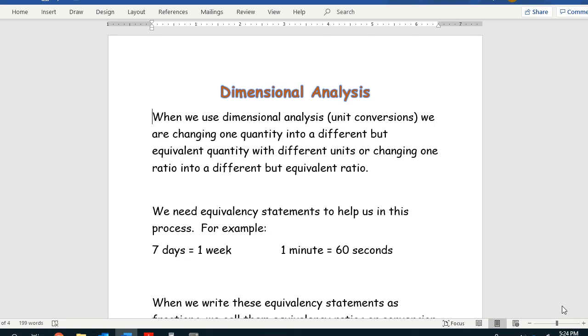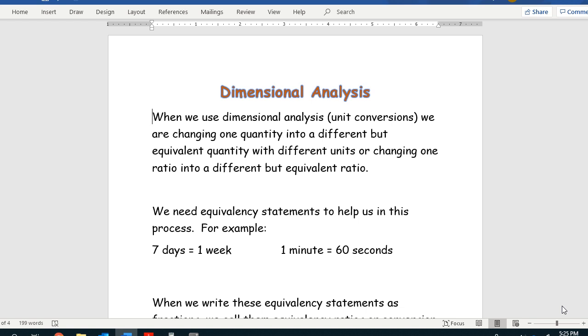Okay, today we're going to talk about dimensional analysis. When we use dimensional analysis, which is sometimes referred to as unit conversions, we're changing one quantity into a different but equivalent quantity with different units, or taking a ratio and turning it into a different but equivalent ratio. We use equivalency statements throughout this process.